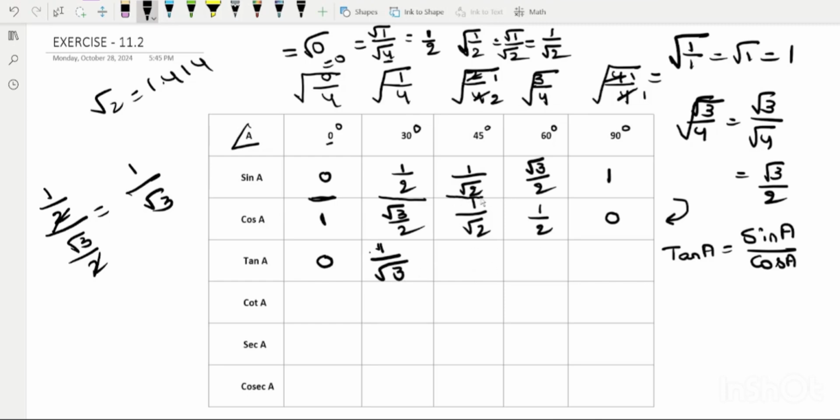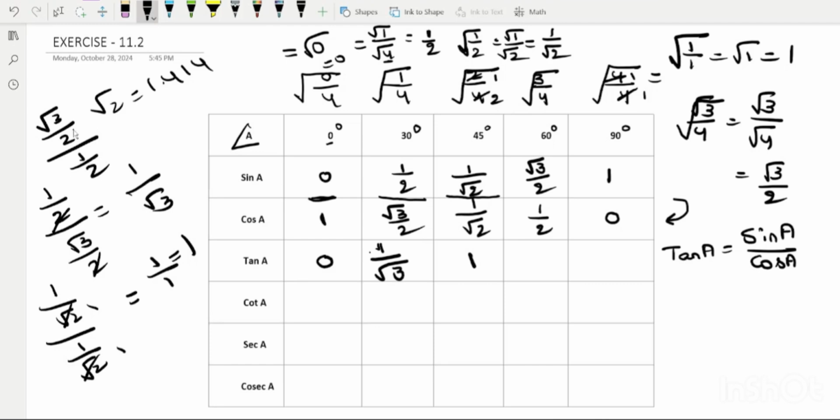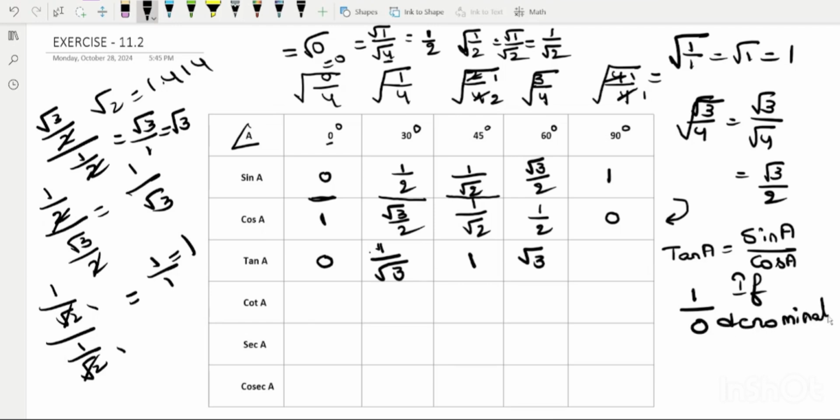Now the next value, tan 45 degrees. Here you can see 1 by root 2 divided by 1 by root 2. Root 2 gets cancelled, and you are left with 1 by 1, which is 1. Next, sine 60 degrees divided by cos 60 degrees, which is tan 60 degrees. Both the 2s get cancelled, and you are left with root 3 by 1, which is root 3. Now the last value, which is 1 divided by 0. Always remember, this is the numerator and this is the denominator. If the denominator is 0, then its answer would be infinity.